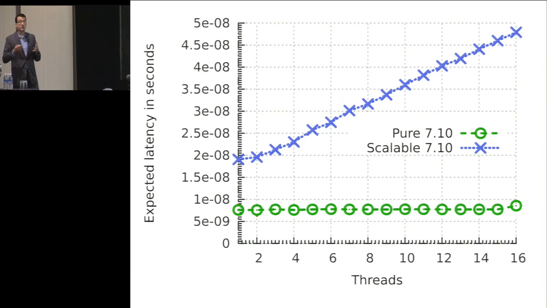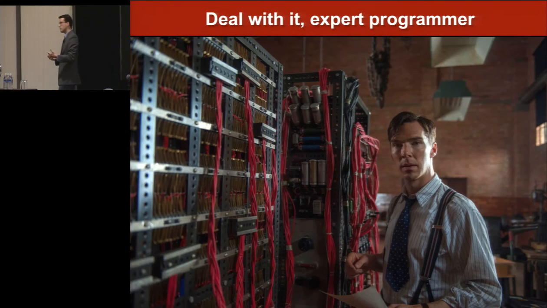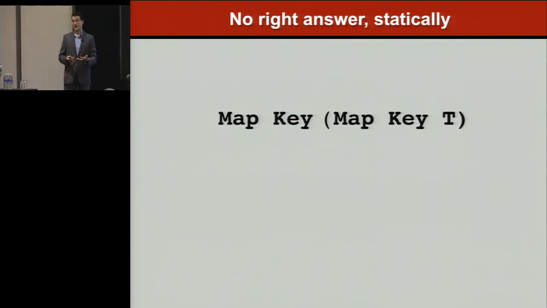So this is clearly a trade-off between concurrent and pure data, but is it really a problem? We can just present this trade-off at the feet of the expert programmer and say it's your job to deal with it. Unfortunately, that doesn't really work in this situation. And the problem is that we want to be able to handle situations like this.